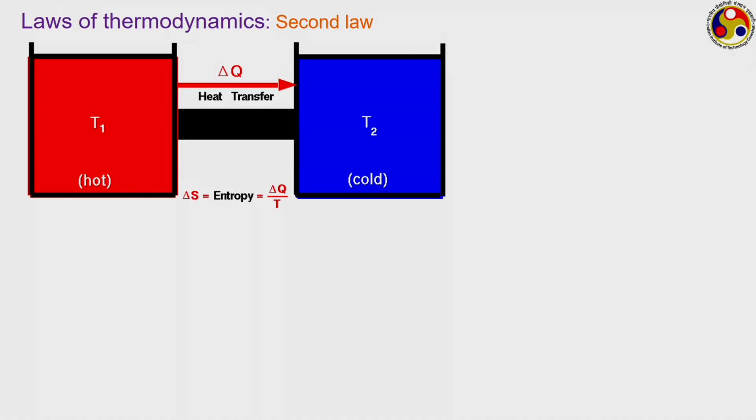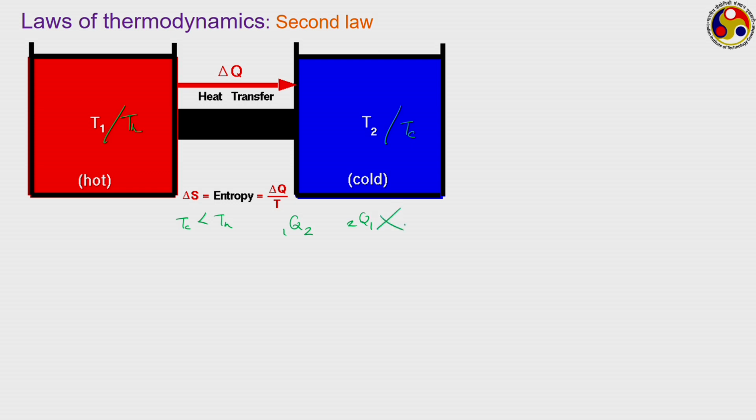Like shown in this particular case, you have two bodies at temperature T1, or maybe we take temperature TH just to be consistent with the previous slide, and temperature T2, let us say temperature TC. So, some amount of heat transfer is taking place, and it is always said that if TC is lesser than TH, then the direction of heat transfer will always be from 1 to 2.